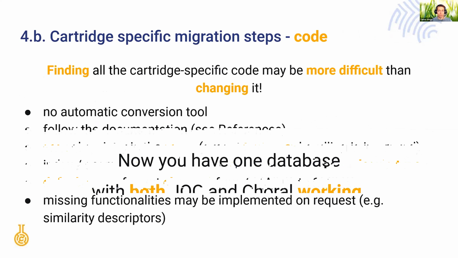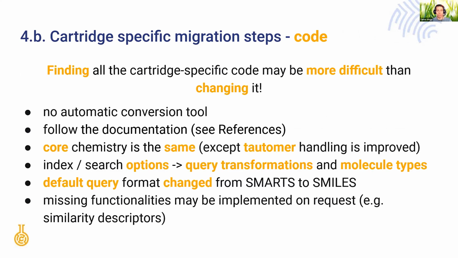So if you are finished with migrating the data, you have to migrate your code too. And when you do that, I think the most difficult part is finding all those calls for cartridge calls in your code, and then you have to change it. It is not straightforward, but not that difficult as well. Although we don't have an automatic conversion tool, I think it would be very difficult to write one, but we have a guide, a documentation. I will show the references later.